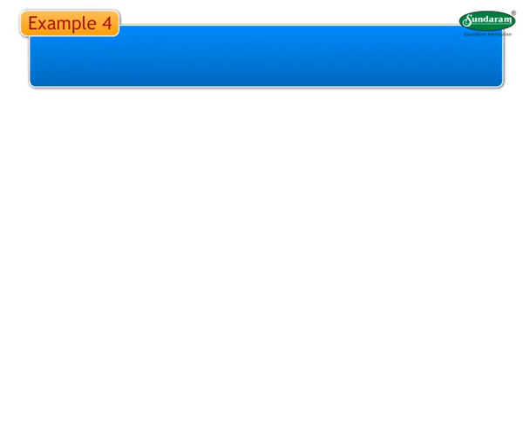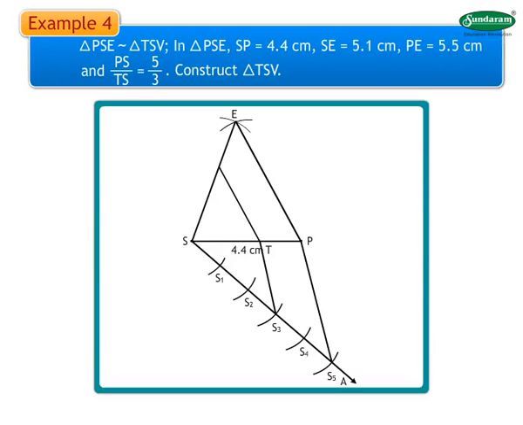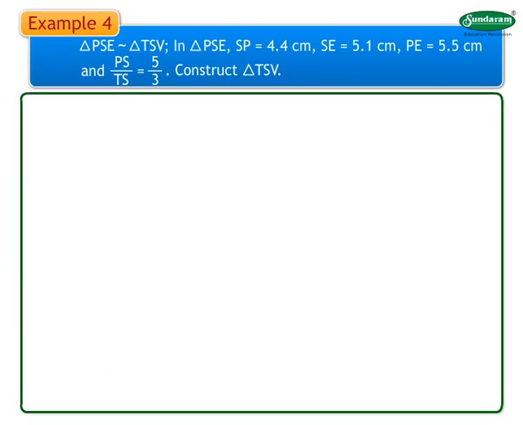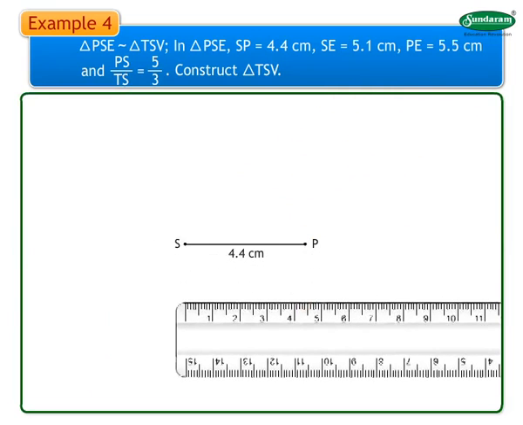Example 4. Triangle PSE is similar to triangle TSV. In triangle PSE, SP is equal to 4.4 centimeters, SE is equal to 5.1 centimeters, PE is equal to 5.5 centimeters, and PS upon TS is equal to 5 upon 3. Construct triangle TSV. Solution. Draw segment SP of 4.4 centimeters.